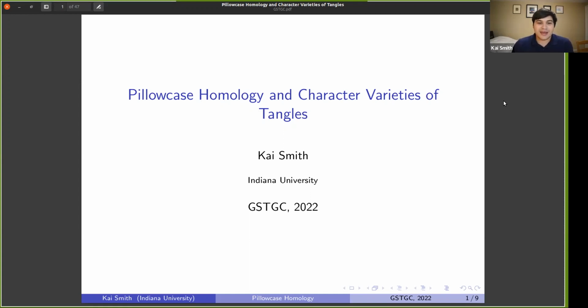I'm Kai Smith, and today I'll be talking about pillowcase homology and character varieties of tangles. So pillowcase homology is a proposed knot homology theory by Hedden, Herald, and Kirk. Today I'll go through the construction, give some theorems relating to its computation, and also give some results about to what extent it really is a knot homology theory.